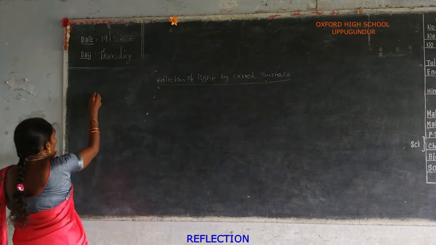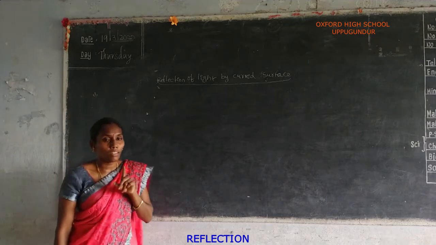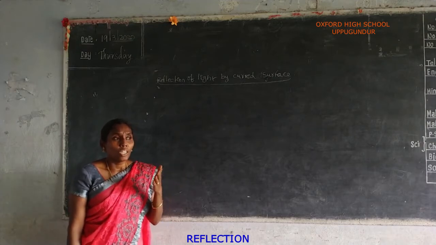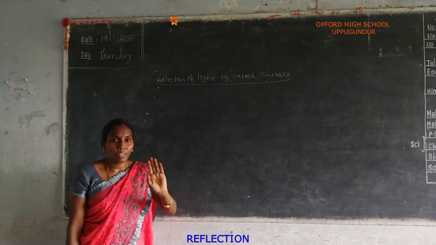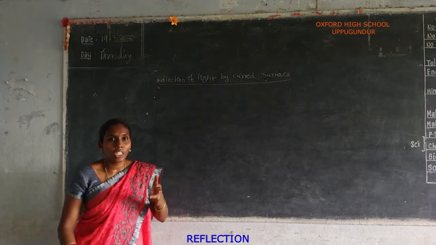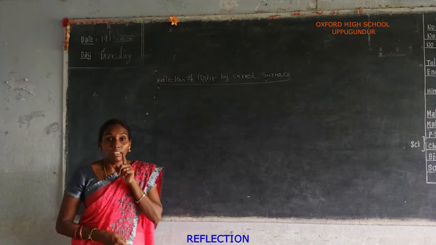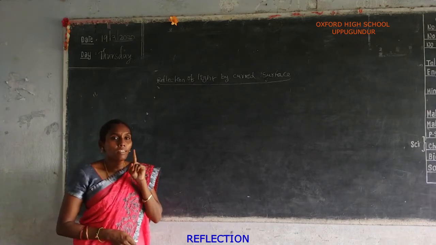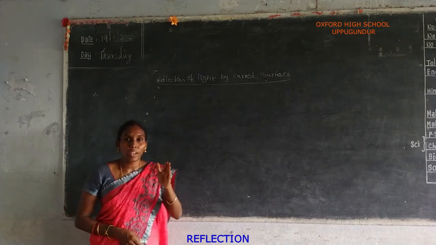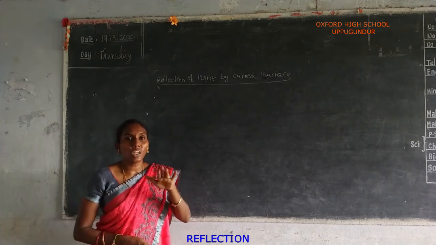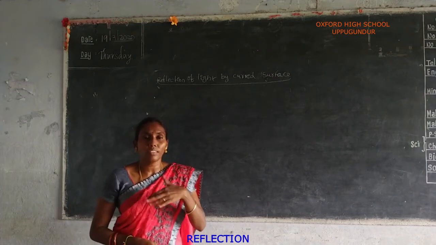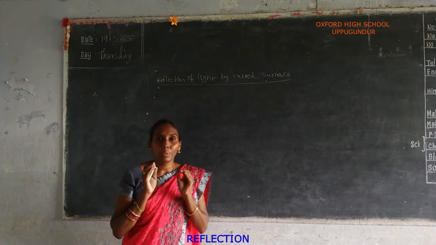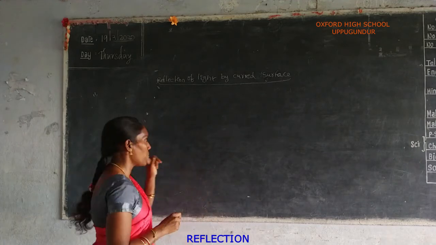See the first rule. Rule number 1. Any light ray that is coming from the source parallel to the principal axis, after reflection, will pass through the focus. This is the first rule. The first rule is, any incident ray which is parallel to the principal axis and is incident on any surface, concave surface or convex surface, after reflection, the reflected ray must pass through the focus. That is rule number 1.